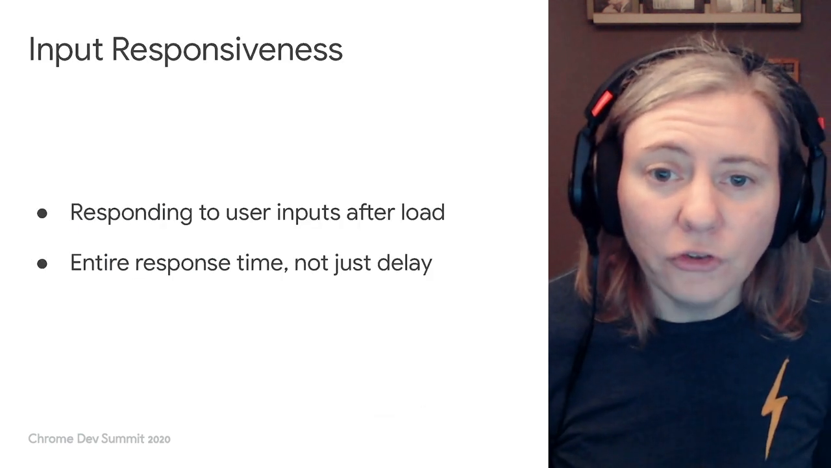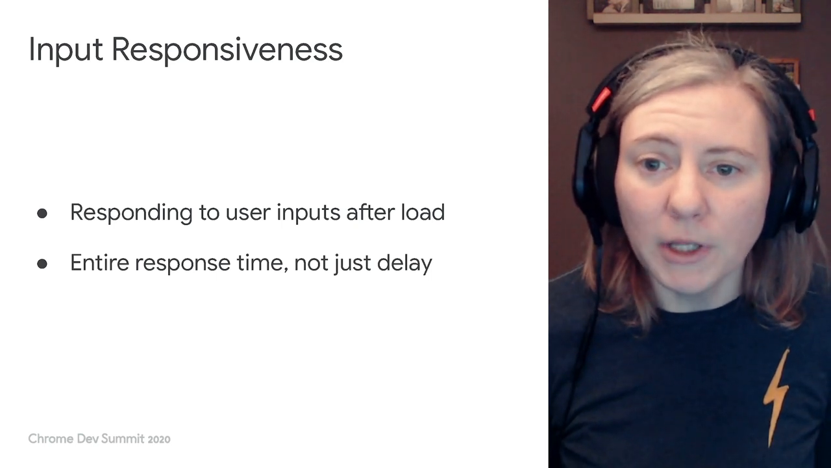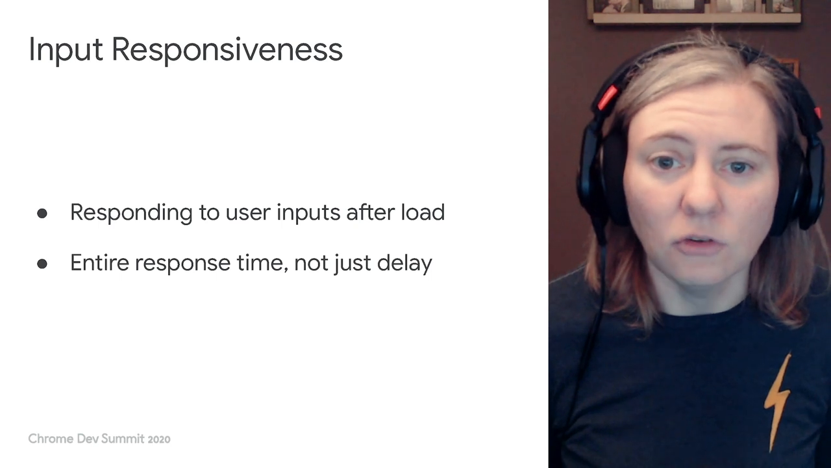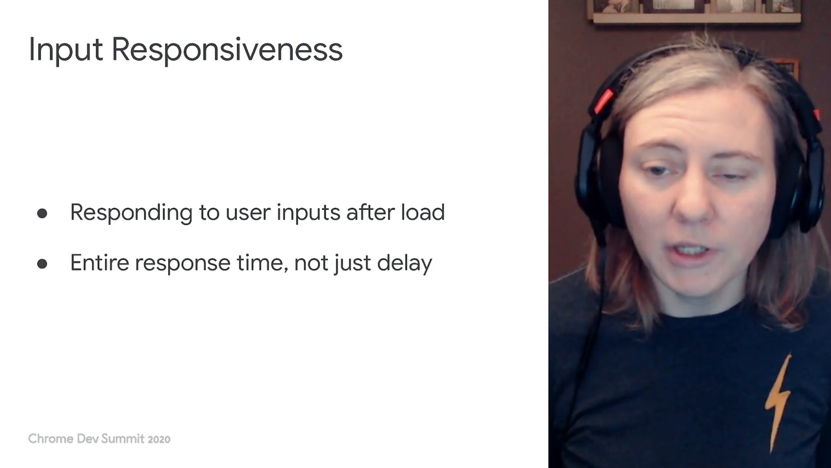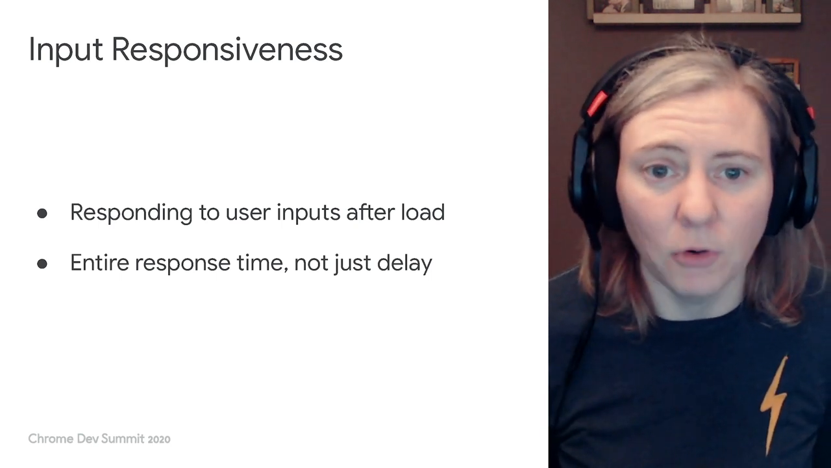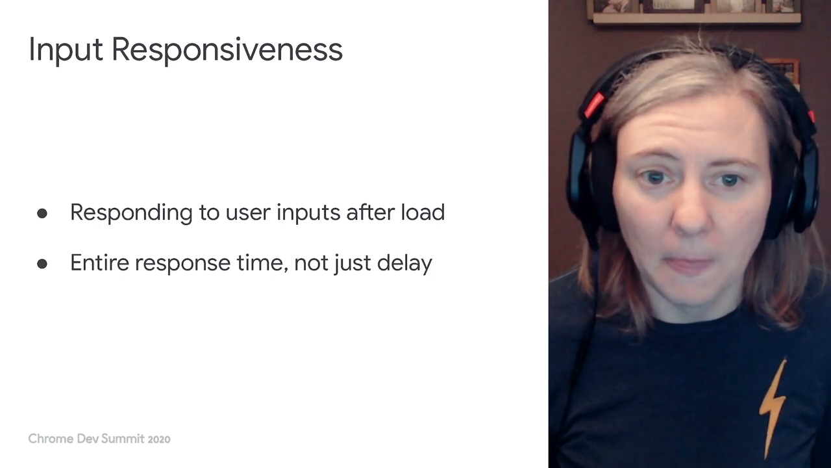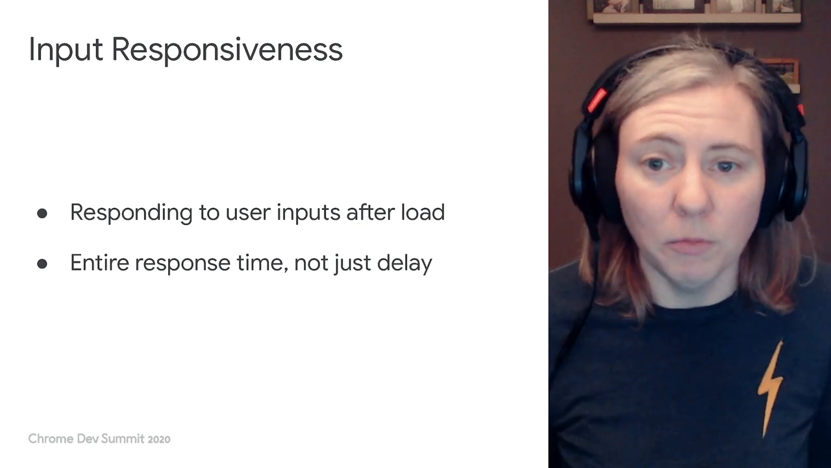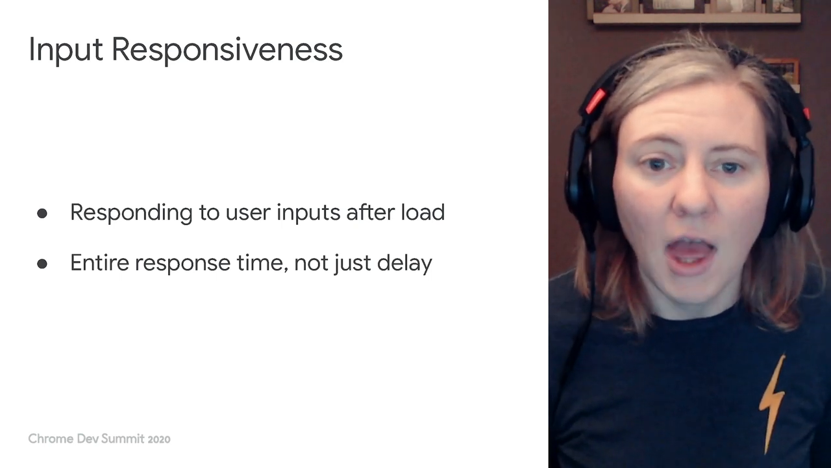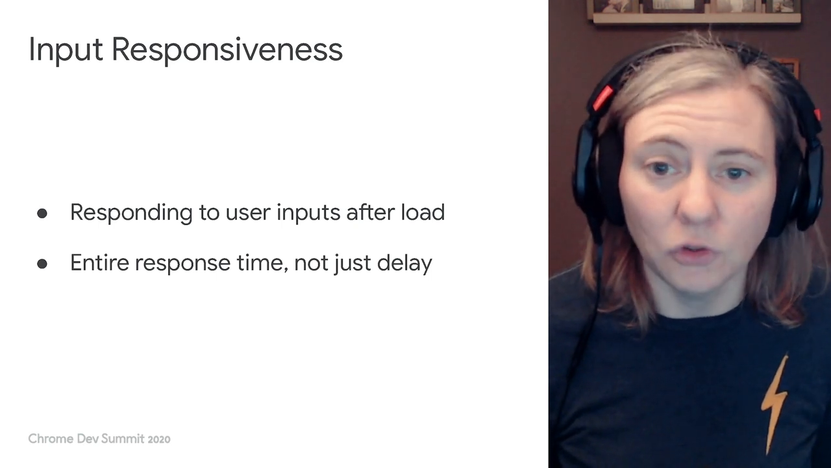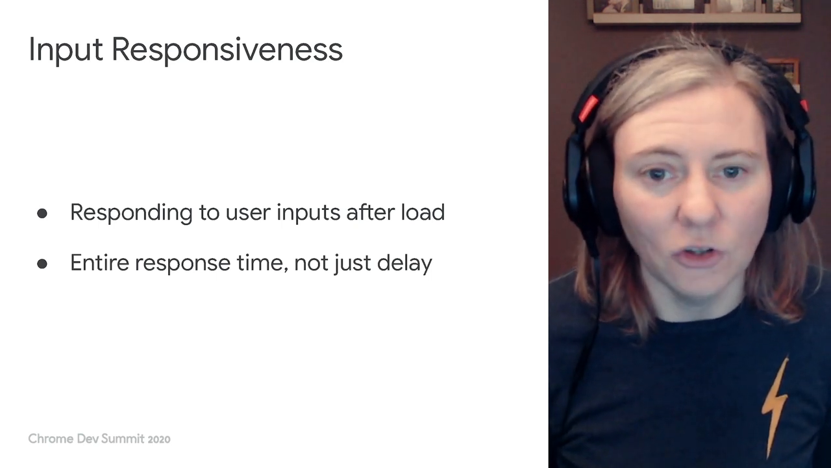Second, we also want to better capture how well a page responds to user input. Our current interactivity metric is first input delay, but it only counts the first click, tap, or key press, and it only measures the time until the browser starts processing. We really want to include all the inputs on the page, not just the first. And we'd also like to include the full time until the screen updates in response to an input, not just the delay until it's begun processing.